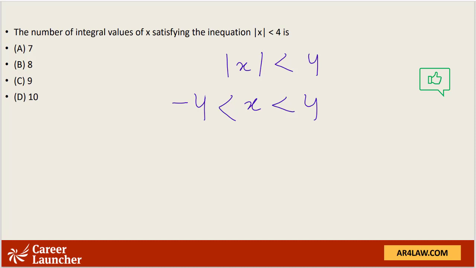So all that was required was to count the integral values between -4 and +4, which happens to be 7 integral values. Again, this is a question that everyone should have gone for. It is a very, very easy question, a straight 1 marker in ALET 2020.